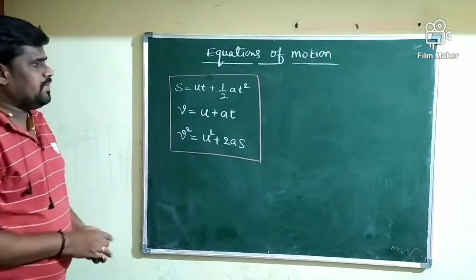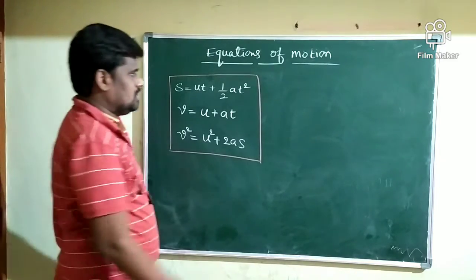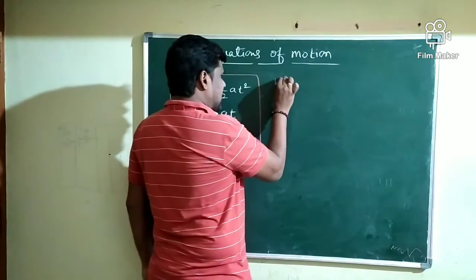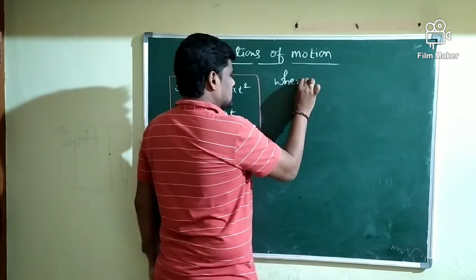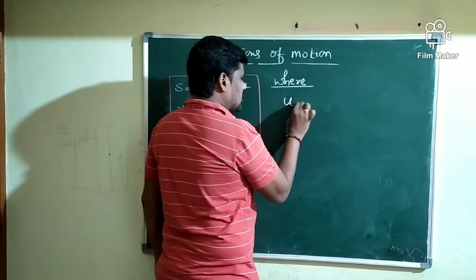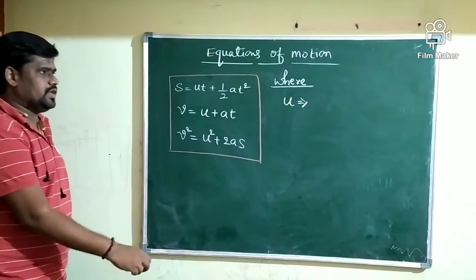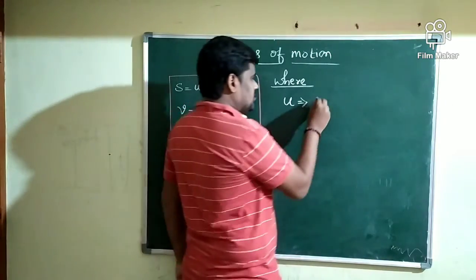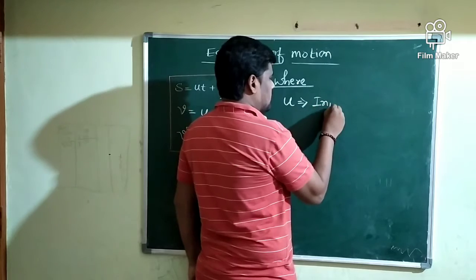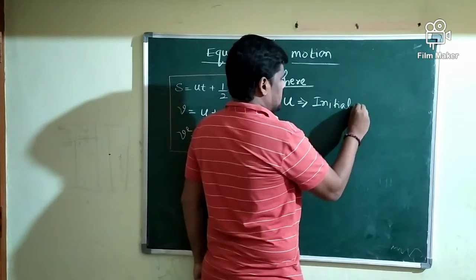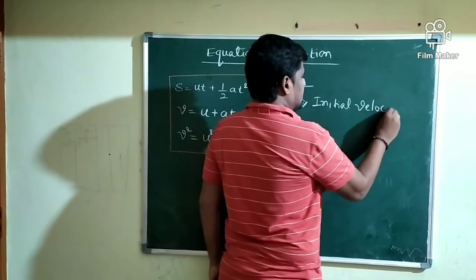Here, let me explain the terms. Here u stands for the initial velocity of a body. What is u here? u is called the initial velocity of a body.